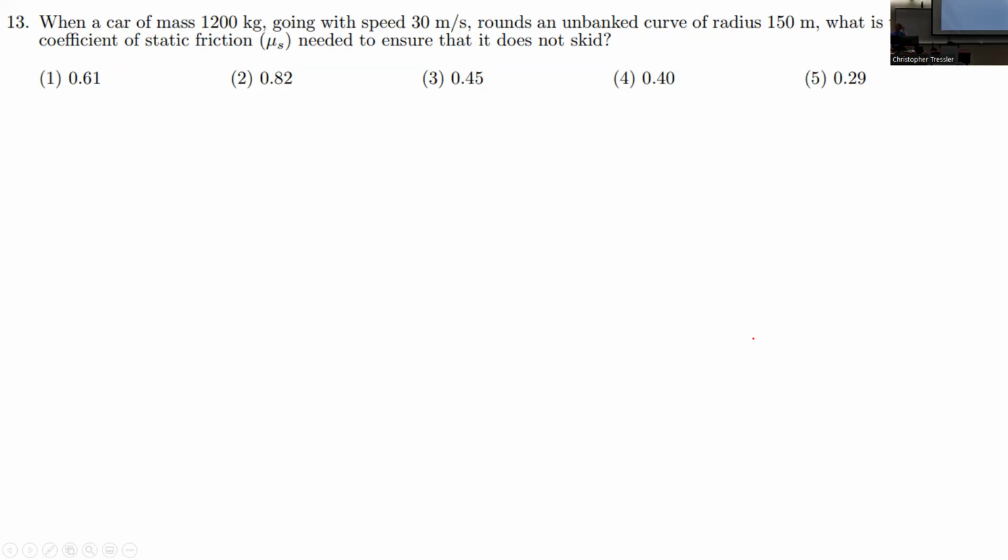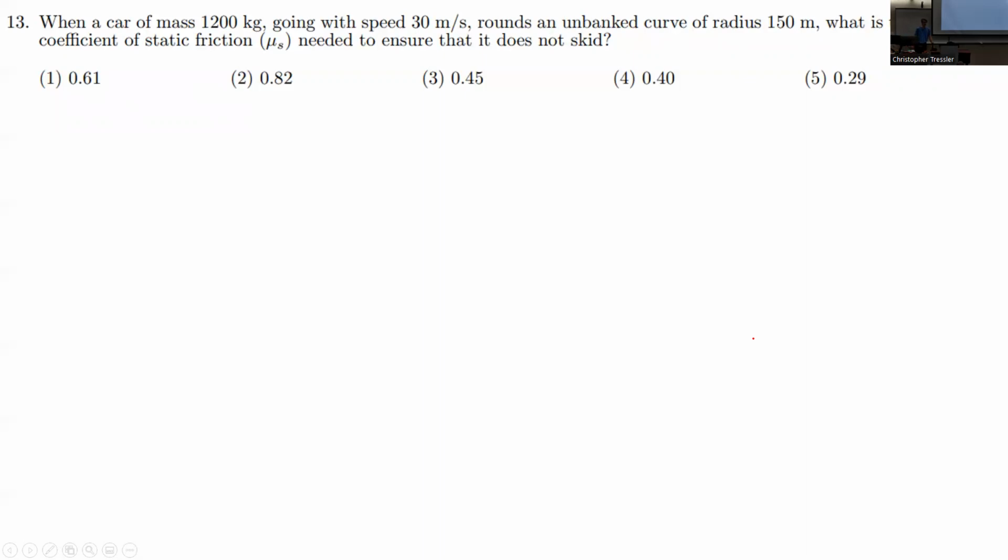Okay, so the first thing I'm going to think about here, we have a static friction coefficient. We have a mass, we have a speed. We also see unbanked curve. Now this should be a huge clue, guys. When we have an unbanked curve, it means you need to think of circular motion, most likely. Now notice we also have a radius there, which once again also sounds like circular motion.